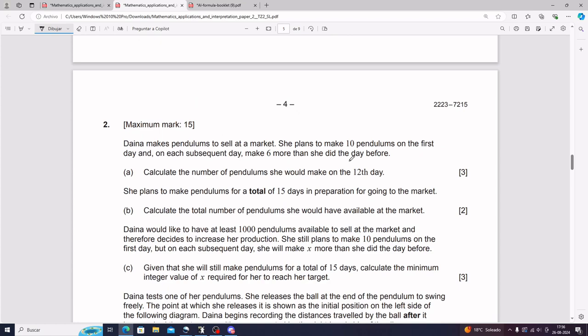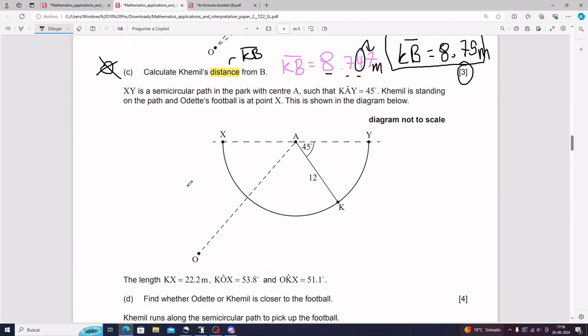Then it gets kind of wild with the last two parts, part D and E. They tell us that XY is a semicircular path in the park with center A, such that KAY is 45 degrees, which is written right here. Khemil is standing on the path, right? And so Khemil, which is at K, is on this path, this half circle. And they tell us that Odette's football, this is important for later on, is at point X. So right here at point X, we will have the football, okay?